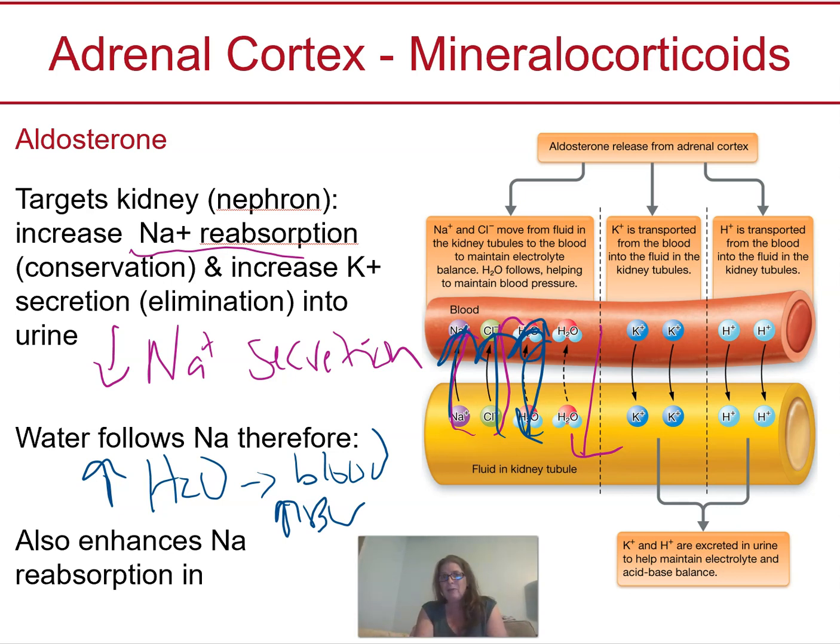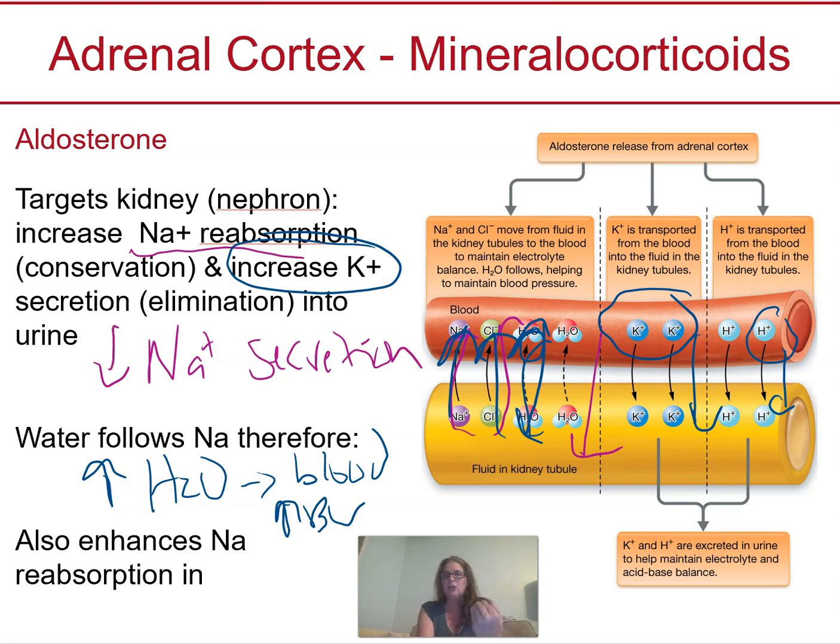Now, at the exact same time that it does that, it gets rid of potassium. They always go in opposite directions. So when sodium comes back, notice potassium leaves, and potassium goes into your urine. Now, it also can help pump hydrogen out as well.